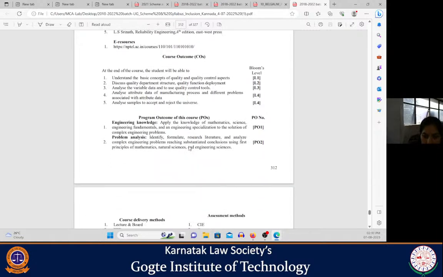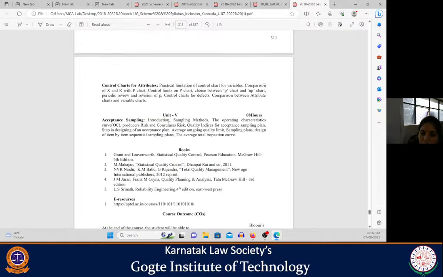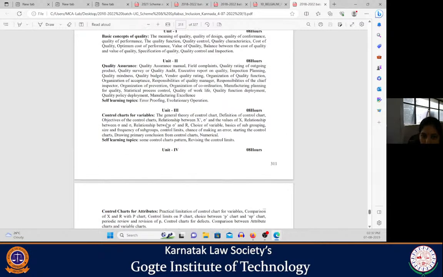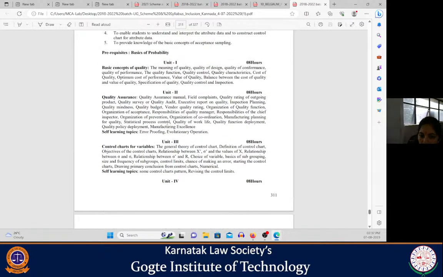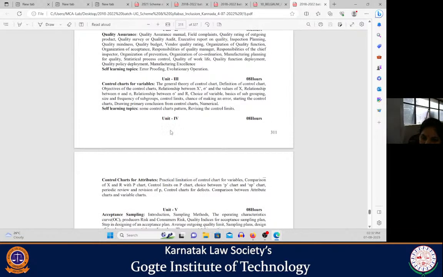As usual, like all the other subjects, you will have 2 IA tests of 30 marks, then 2 additional assignments of 10 marks, and course activity of 20 marks, a total of 100 marks. It cannot be completely descriptive, nor completely analytical. Each unit will have certain numericals based on the concepts of variables, attributes, sampling, and quality assurance. The first 2 units are theory. Then from the 3rd unit, you will have certain numericals based on sampling, attributes and variables.